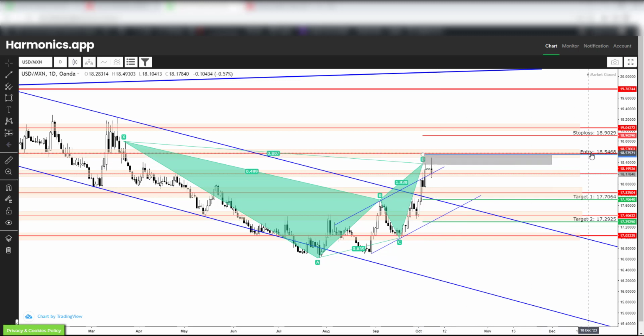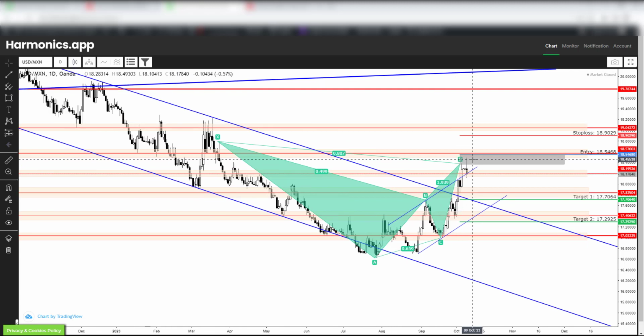It is right here at the entry, which is a supply zone where the price has bounced, and we can see the price has bounced from this area here, which is a great resistance level. We can see it is also a weekly resistance, which is also a great signal. The stop loss is above, but it is very close to this one supply zone.